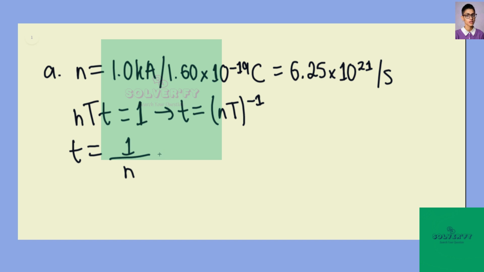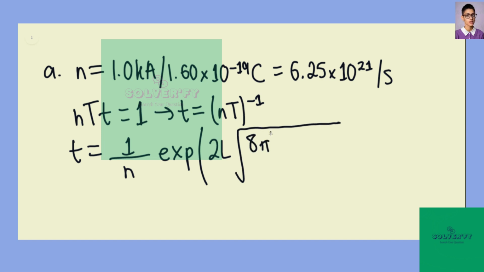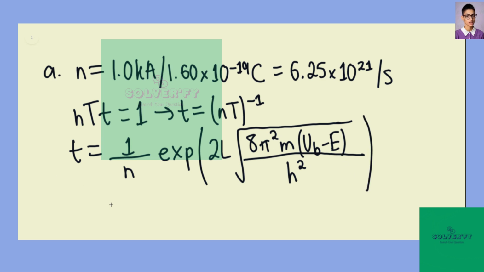multiplied by the exponential function. This would be 2L times the square root of 8 pi squared times the mass of the proton times the potential energy minus the total energy, divided by h squared. It's simply the potential energy minus the energy after the barrier. Close parentheses, and then we can solve for the waiting time for a proton.